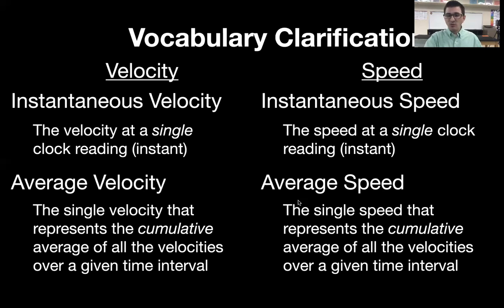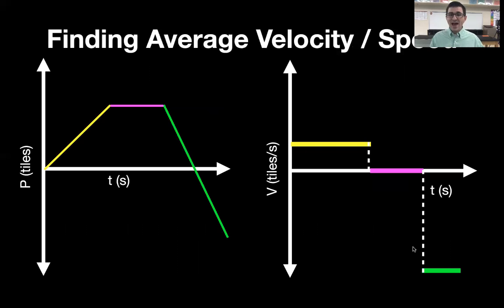So make sure you get all 4 of these definitions down, but maybe you can shorten them, because they're exactly the same as the instantaneous and average velocity definitions, just with speed replacing velocity. Instantaneous speed is associated with a single clock reading or an instant in time, and average speed is the cumulative average of a bunch of instantaneous speeds over a time interval. So in our next class, our objective is going to be to figure out how we can use these graphs to calculate the average velocity and the average speed.